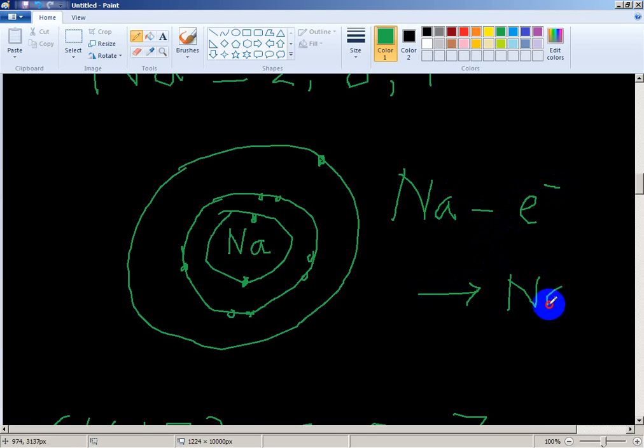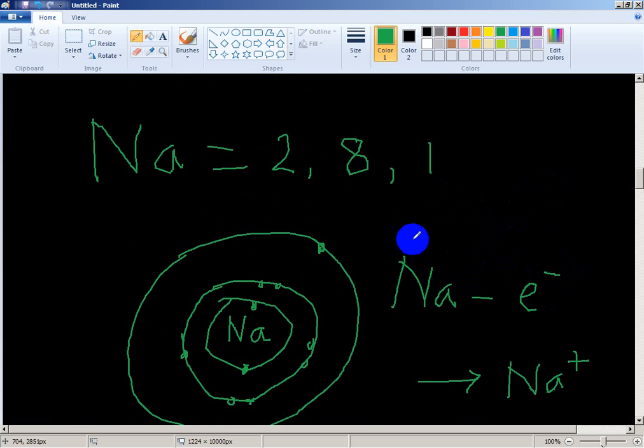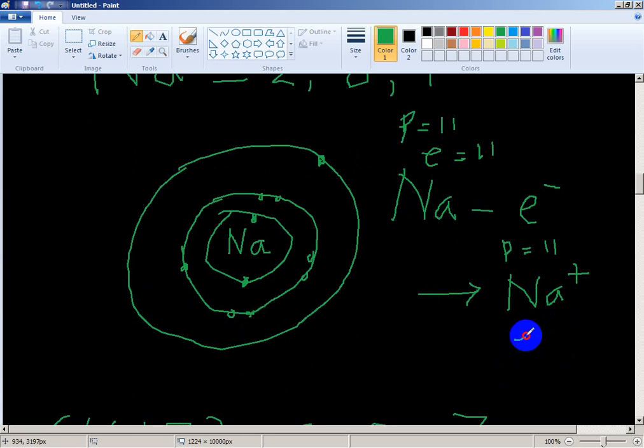Why does it become a positive ion? We know that in an atom the electron number and proton number are the same. When it doesn't lose an electron, the proton number is 11 and the electron number is 11. When it loses 1 electron, the proton number remains 11, but the electron number becomes 10 because it lost one electron.